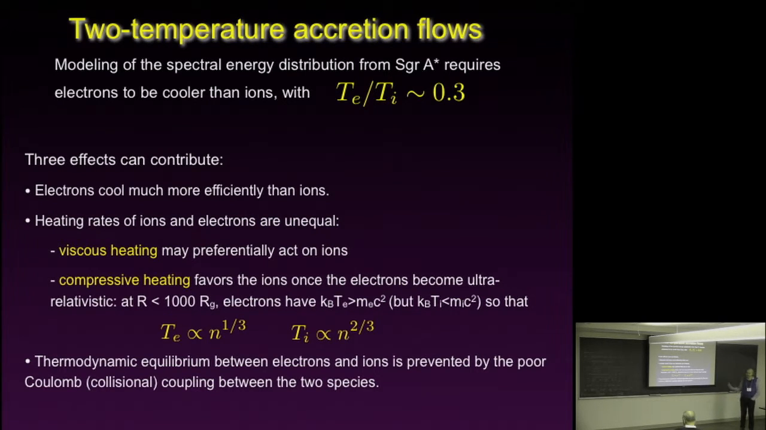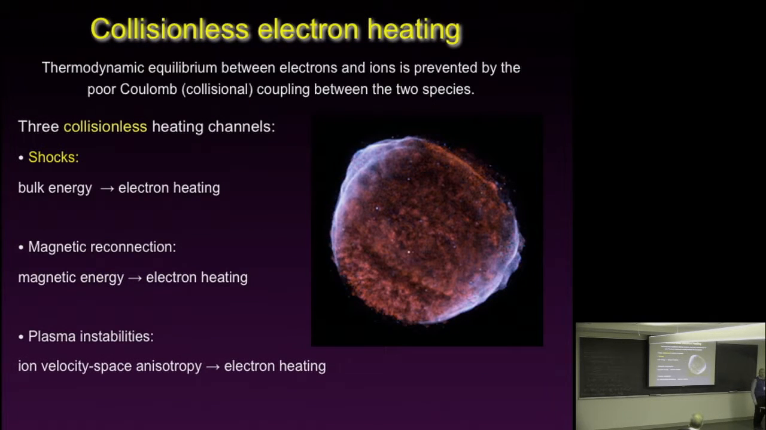And finally, as I said at the beginning, these systems are collisionless, meaning that the frequency of Coulomb collisions that would help make the electrons and the ions the same temperature is extremely small, so the chance for the two species to come to equilibrium due to collisional processes is quite small. However, there might be collisionless effects that are driving the two species to the same temperature. And here I'm listing three. I will only be focusing on one.